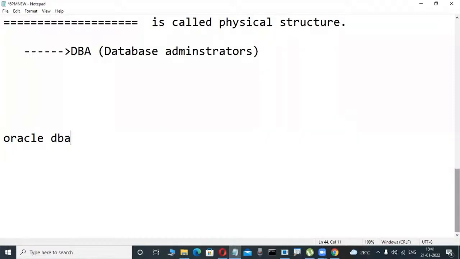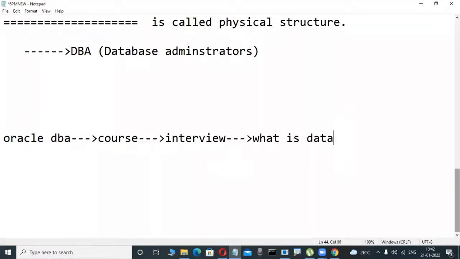Suppose I am an Oracle DBA learning a course, and I'm interested in applying for an Oracle DBA job in a company. Whenever I'm applying for a job as an Oracle DBA, I'm attending an interview. Observe here, the interviewer asks me: Murali, what is a database?